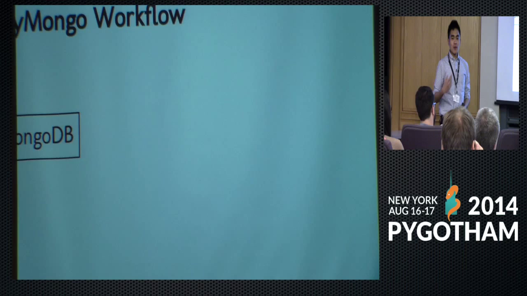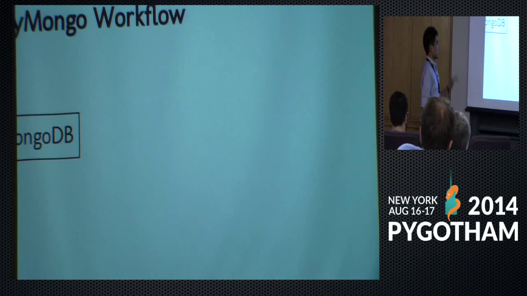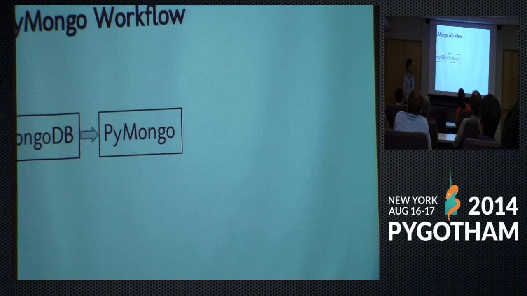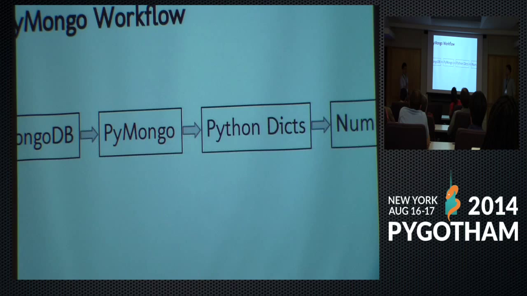So there happens to be an official Python driver for MongoDB called PyMongo. And if you want to use PyMongo, it's great. It kind of works like this. You have your data in MongoDB, and you make a connection to it using PyMongo. From there, it queries the database and loads all of the information to a Python dict. And then from there, you can take it straight into NumPy. This is the kind of workflow you have to use. And this is actually pretty fast.